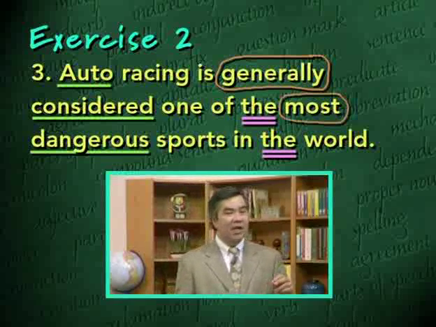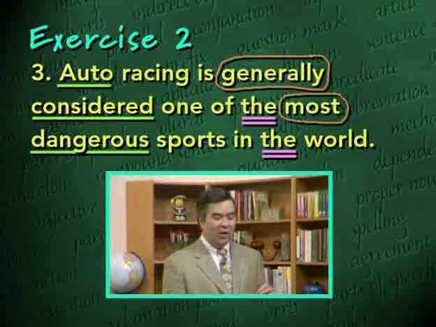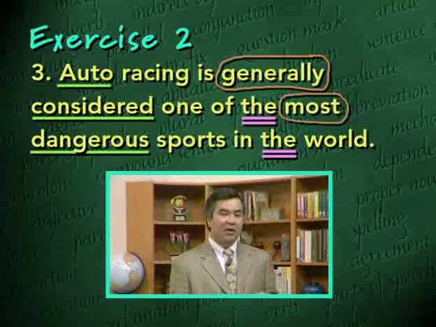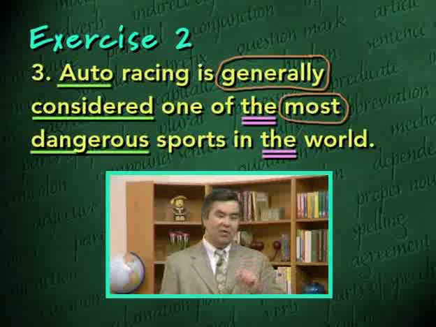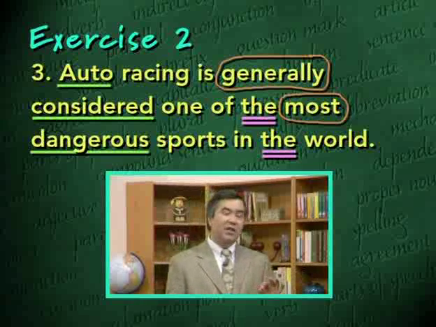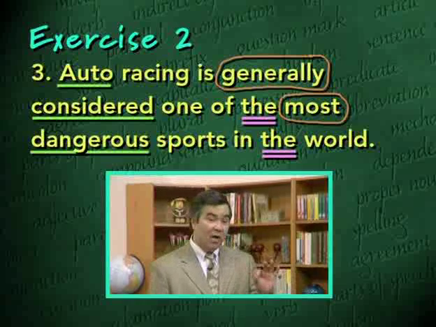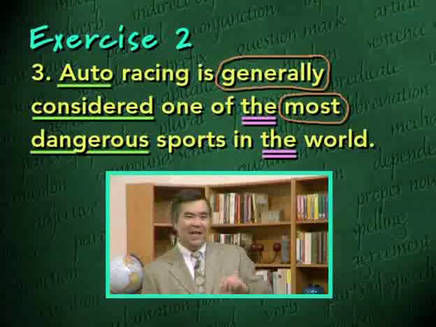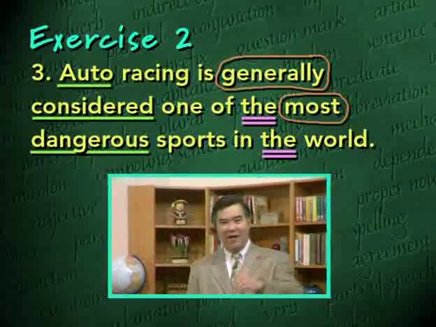And most is another adverb. We're told that auto racing is generally considered one of the most dangerous sports in the world. So it's a dangerous sport. Dangerous is an adjective. And how dangerous? Most dangerous. So most is an adverb which gives more information about the adjective dangerous. An adverb modifying an adjective.